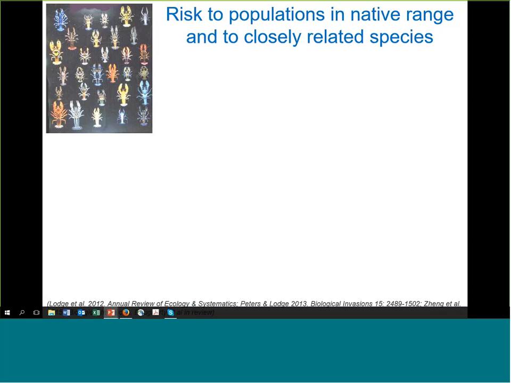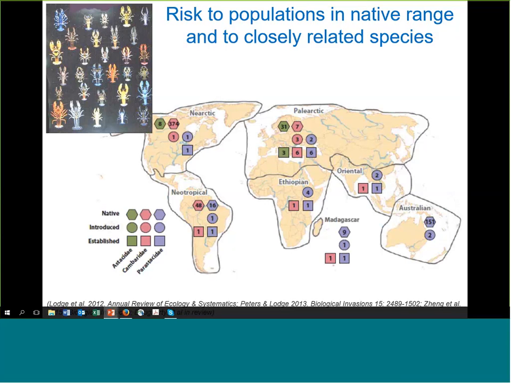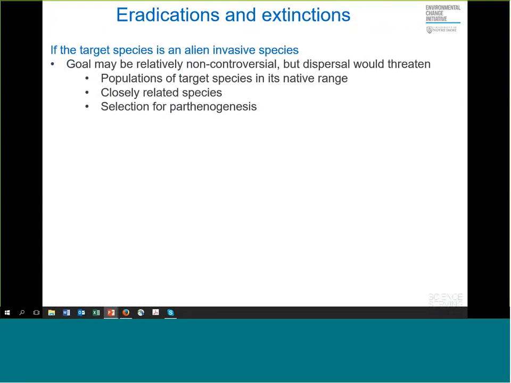Again, I'll use the example of crayfish just to keep a continuous thread of an example going here. There are 300 species of crayfish in North America. I emphasized earlier one crayfish, the rusty crayfish, which is harmful in regions of North America where it has invaded, but of course is native elsewhere. And that applies to many other species globally as well. So we have to think about non-target effects on populations of the same species and also on closely related species, not just in the same continent, but globally as well.